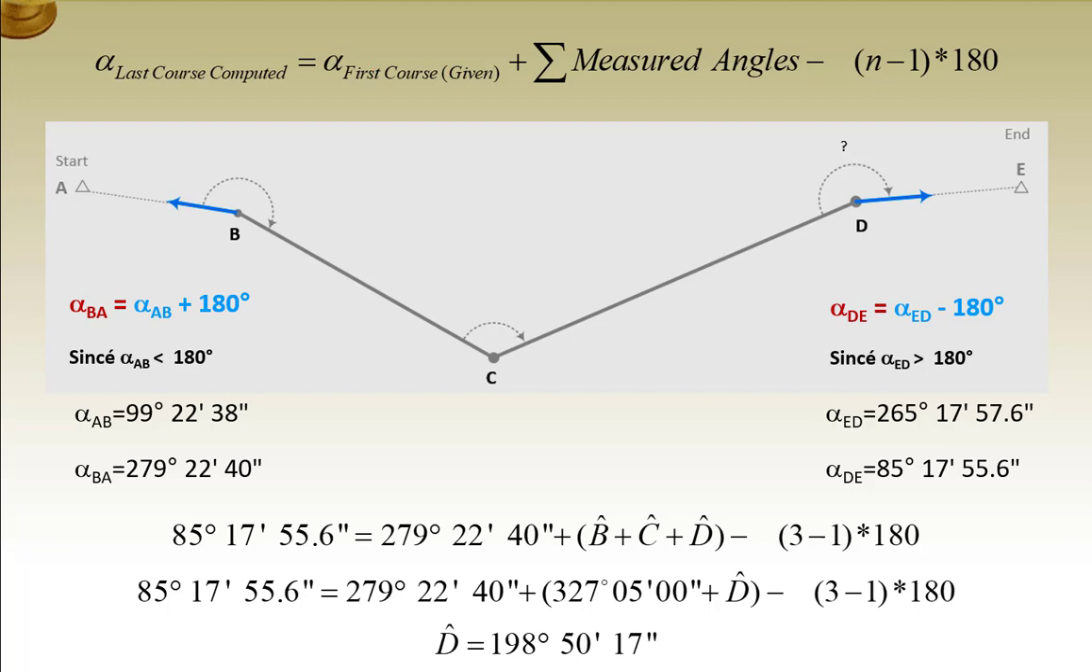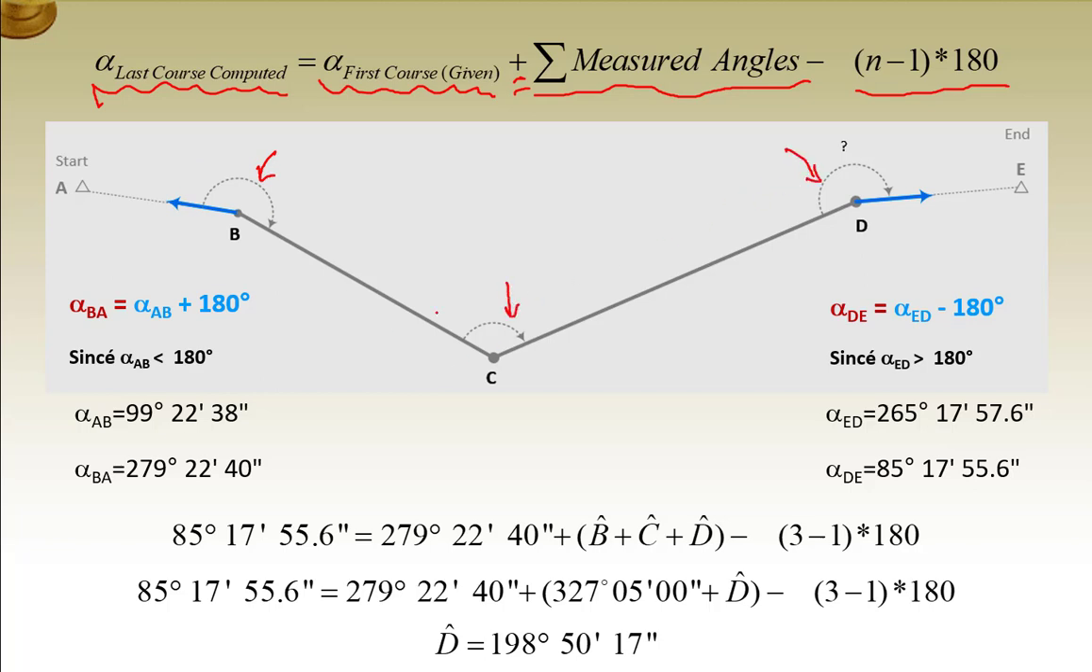So we will use the formula that we found earlier in the chapter, to calculate the azimuth of the last line. So we said the azimuth of the last line equals the azimuth of the first line plus the summation of the measured angles. Why the summation? We'll let you know now. And minus n minus 1 multiplied by 180 for the extra revolutions that we might be doing. So why is it plus? Because we are saying these are clockwise angles. Clockwise angles B and C and D.